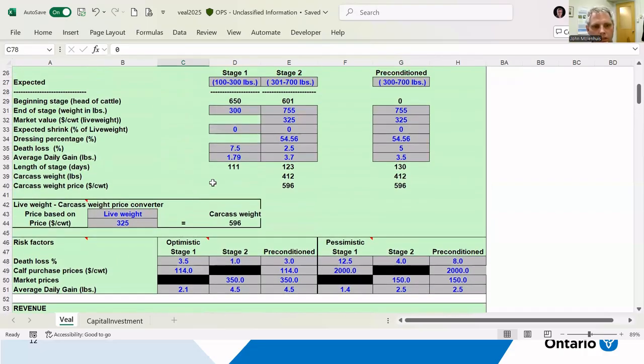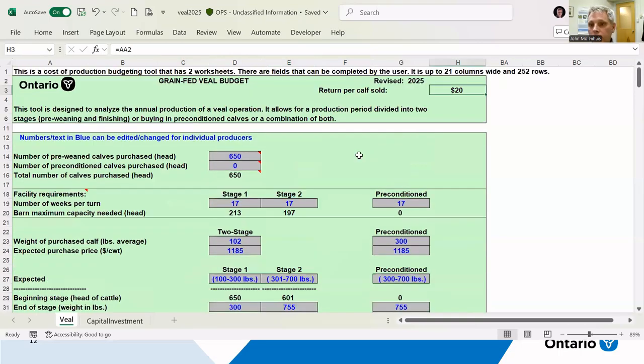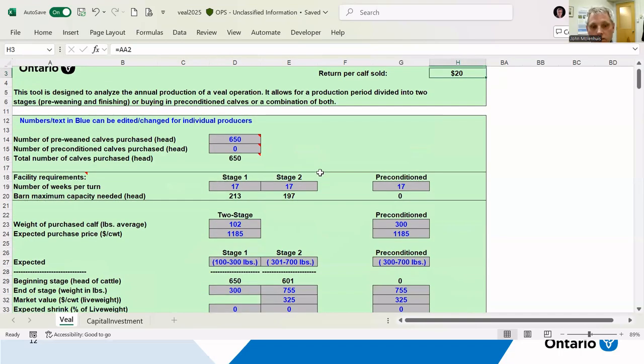So the last piece that I wanted to talk about is looking at production factors. Again, on the feed side of things, trying to increase the average daily gain to reduce the amount of days on feed. You can make some of those changes, but if I said, okay, my optimistic was 2.1 and 4.5, and I put those numbers in here, what does that do to my return per cap? Very little, right? And it's not to say it doesn't have a big factor.